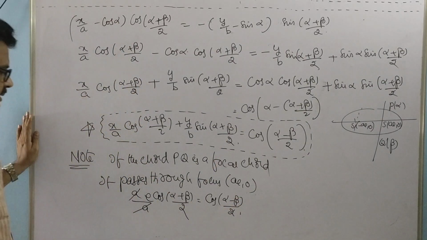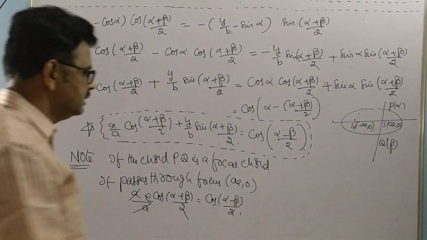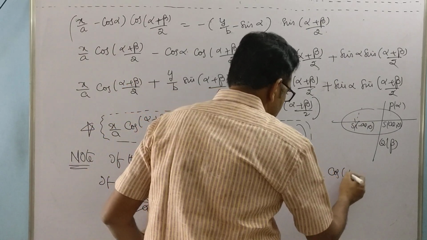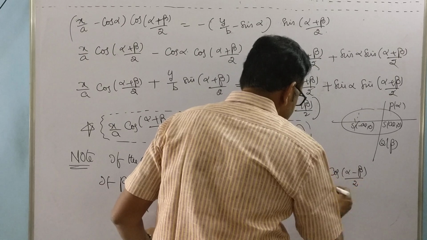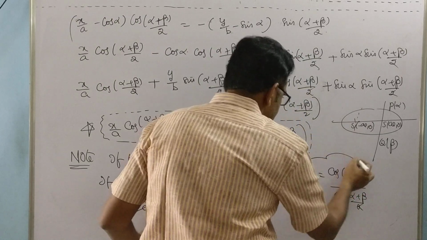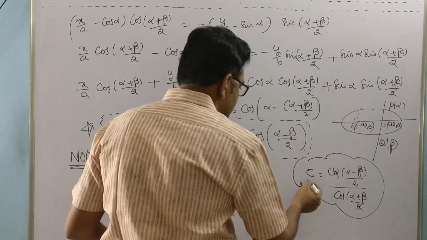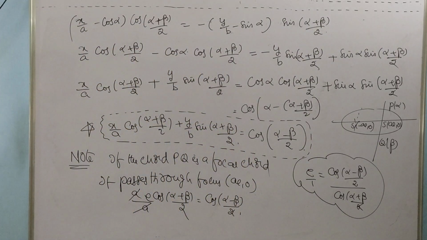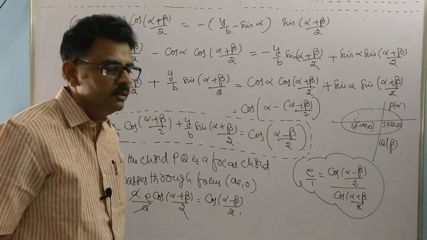So this gets cancelled. This implies E is equal to cos of (alpha minus beta) by 2 divided by cos of (alpha plus beta) by 2. So this is E, and E means I can write E by 1. Now for this you are applying componendo and dividendo. Okay, so this is E.